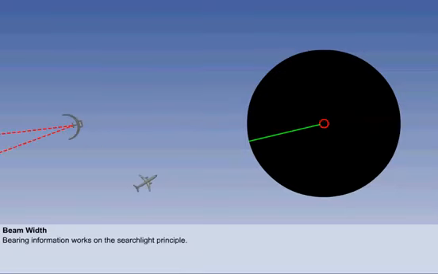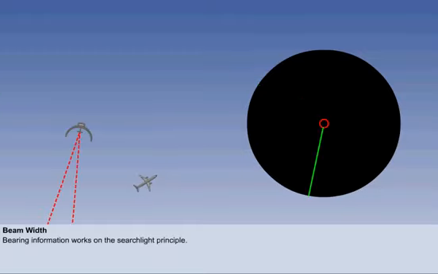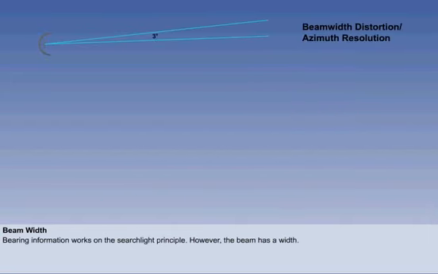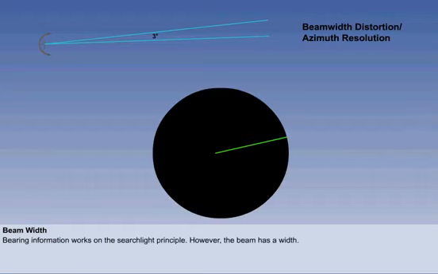Bearing information on plan position indicator radars, that is, the traditional revolving line which produces a display like a map, works on the searchlight principle. However, there is a limit to how narrow a beam can be produced. We'll assume that this one has a width of 3 degrees from edge to edge. On the radar, this paints as a single line, which depicts the centre of the beam.